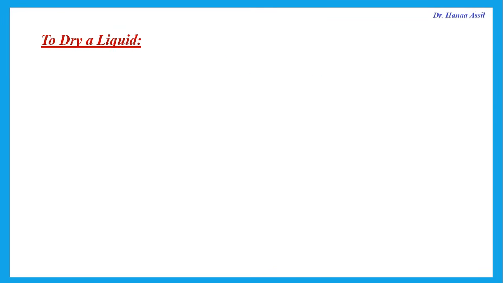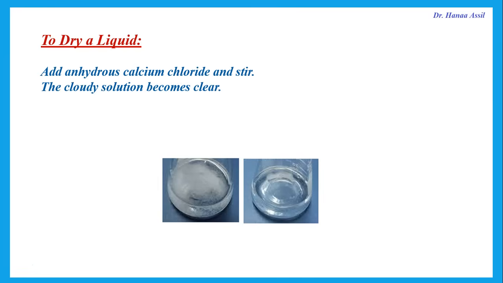To dry a liquid, how do we dry a liquid? We know that to dry a solid, we dry it between filter papers. Now to dry a liquid, we add a dehydrating agent, something like anhydrous calcium chloride. Anhydrous calcium chloride will soak up or collect any water present in the solution.